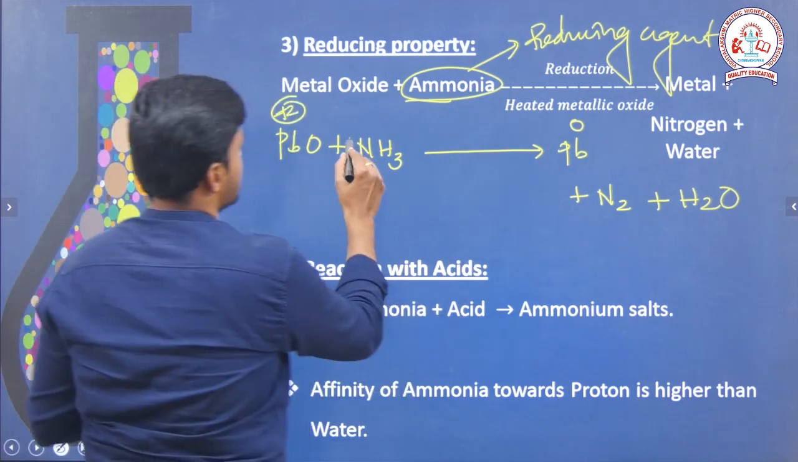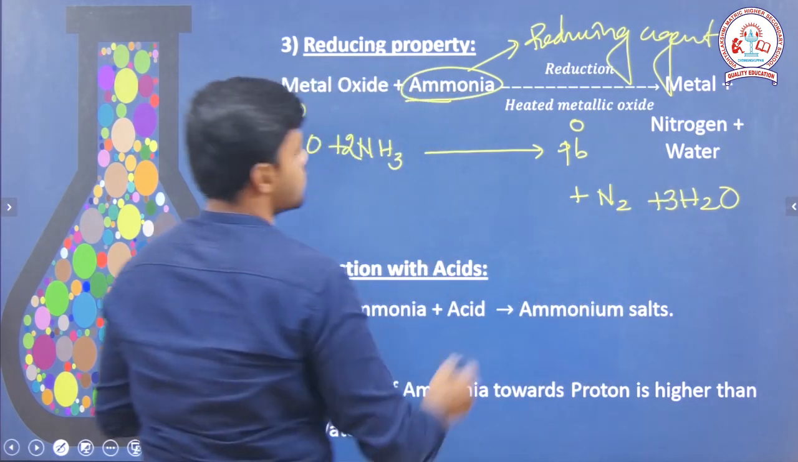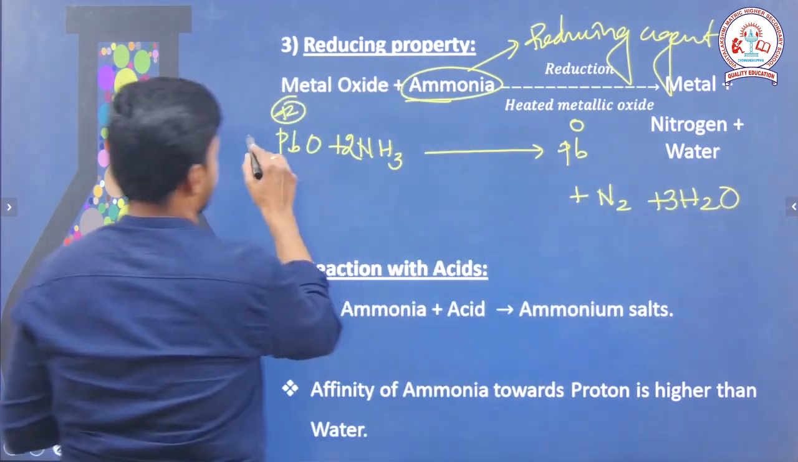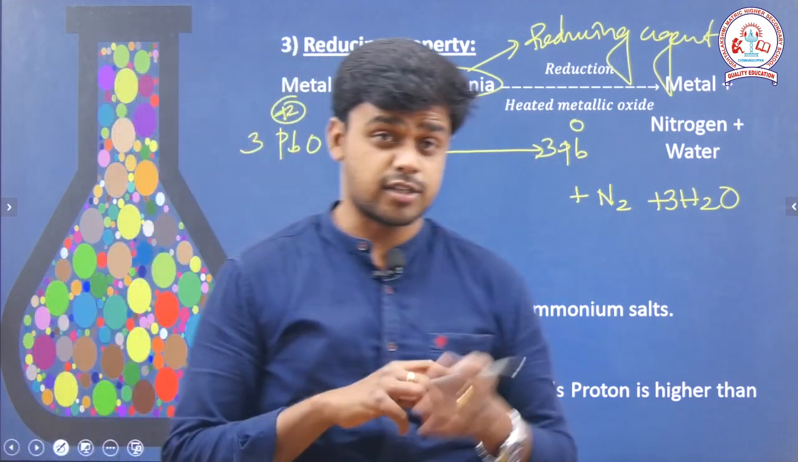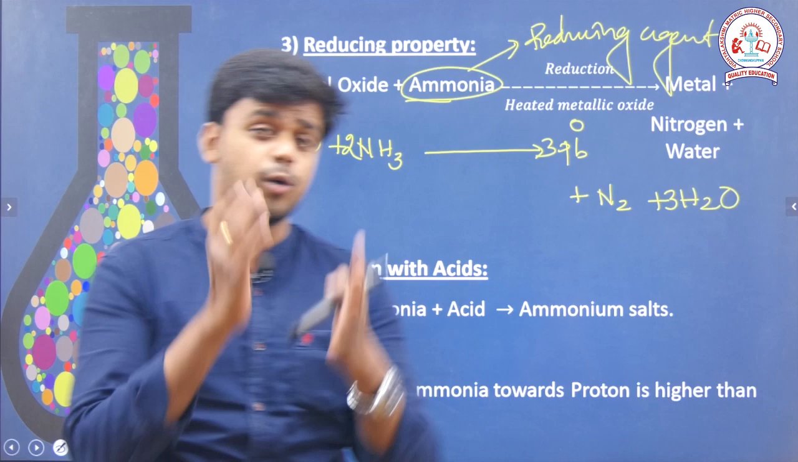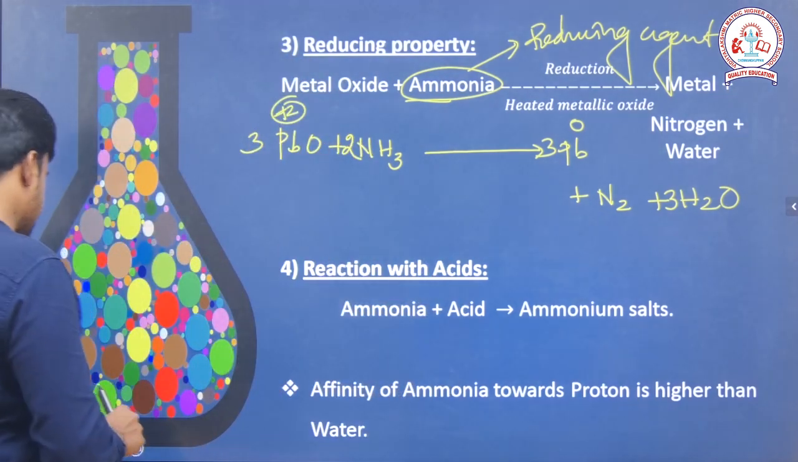Okay, let's balance. So here we put 2, hydrogen becomes 6, so here I'll make it 3. So oxygen becomes 3 here, so I'll make it 3, so lead becomes 3. So that's it with this. Yeah, so this is a reaction to show that ammonia can reduce a metal oxide to a metal. Then next one is reaction with an acid.